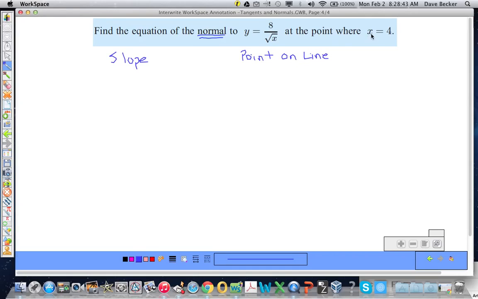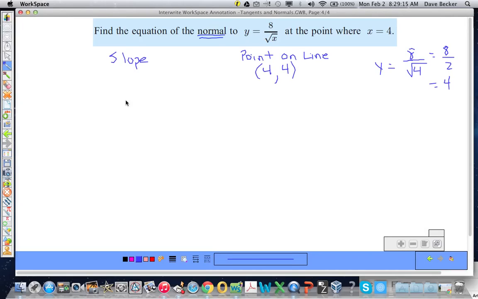Okay. So the point is 4, and then the y coordinate is going to be 8 over the square root of whatever x is. Well, x is 4. 8 over the square root of 4, which becomes 8 over 2. So that's going to be 4. Nice. So it's at the point 4, 4. Okay. Now I need the slope.